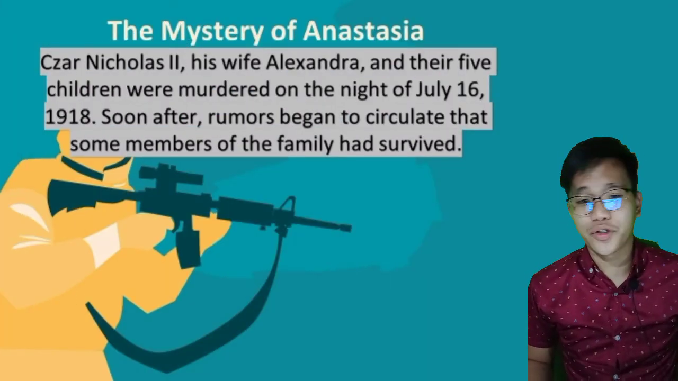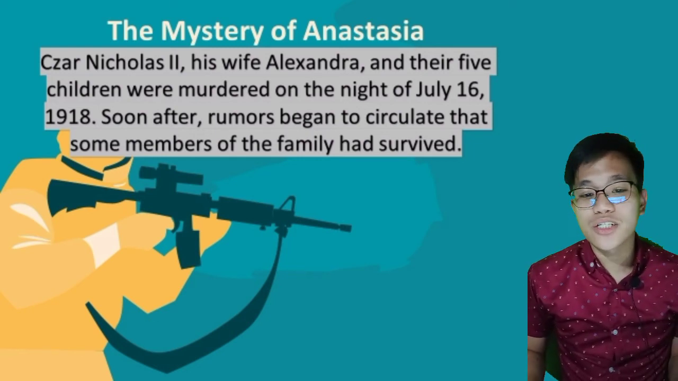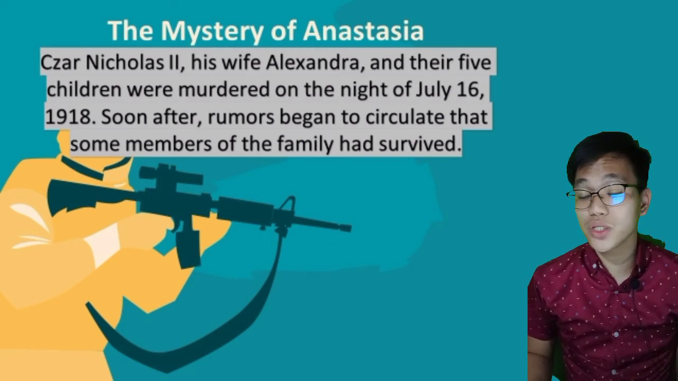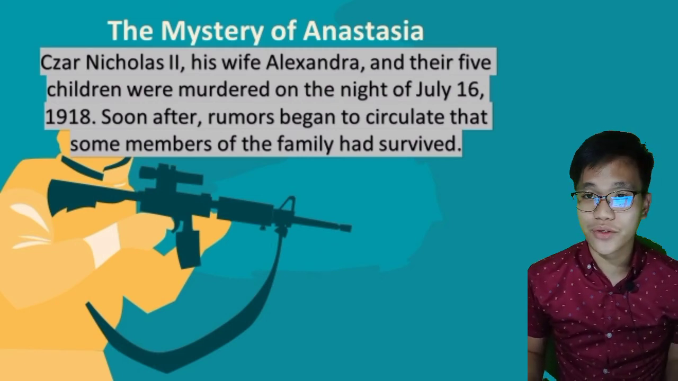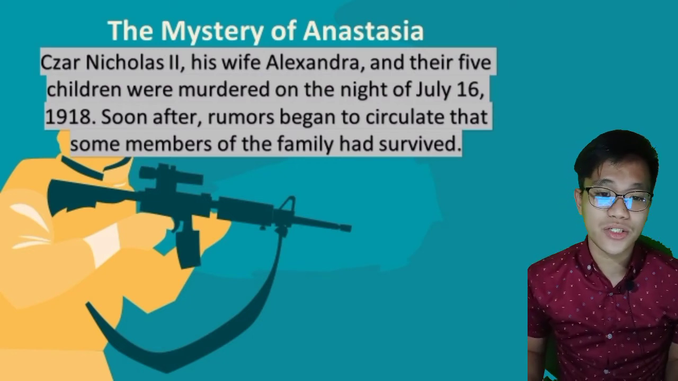So next is some trivia. The mystery of Anastasia. Tsar Nicholas II, his wife Alexandra, and their 5 children were murdered on the night of July 16, 1918. Soon after, rumors began to circulate that some members of the family had survived.